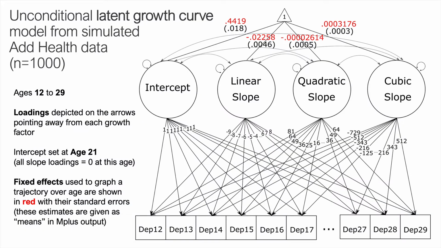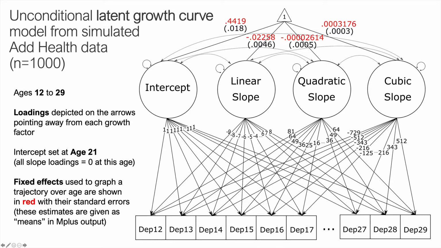This is the unconditional model that we fit to the data for the purposes of this example. I've got depression at ages 12 through 29. I've depicted here those are the indicator variables in a latent variable growth model. Each of these is regressed on an intercept factor with a loading of 1. And that's capturing a conditional mean over all of the time points, all of the ages of depression. Each of these is also regressed on 3 additional growth slopes: 1 linear, 1 quadratic, and 1 cubic.